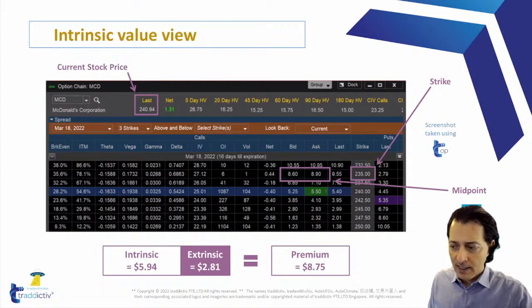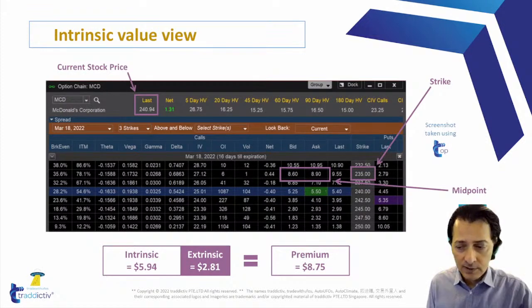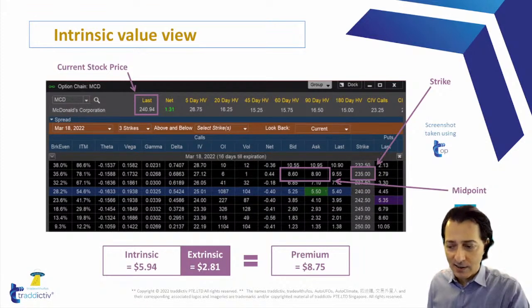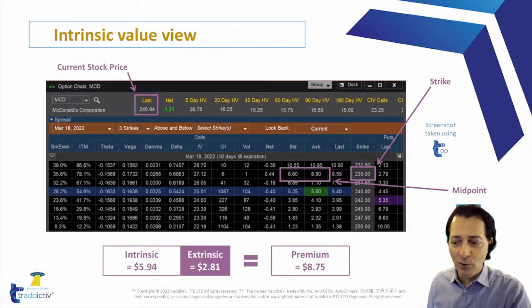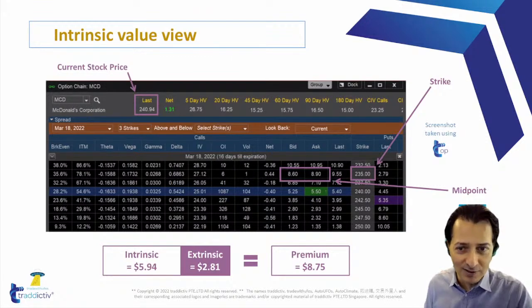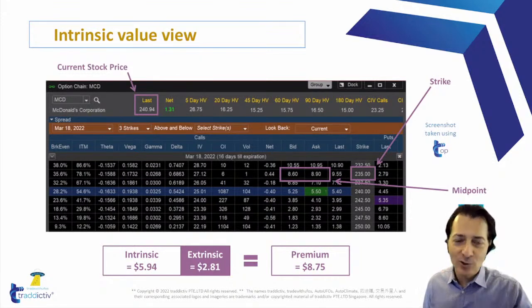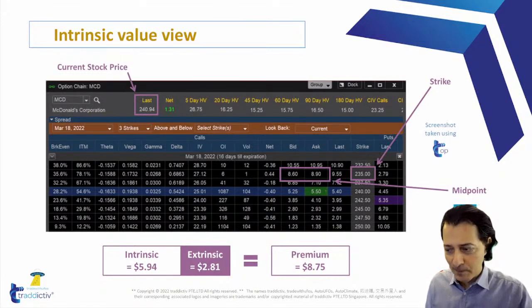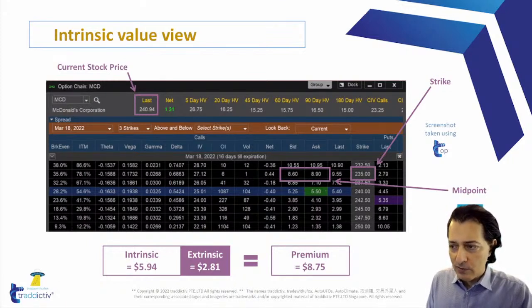$8.75. Now we know the value of that option is made up of two portions: the intrinsic value, which we just learned how to calculate, and whatever is left, which is the extrinsic value. It is whatever extra premium people want to pay just because there is extra time to expiration, which is the other reason why extrinsic value is also known as time value. So let's calculate the intrinsic value. The distance between the strike, 235, and the current price of the stock, 240.94, is $5.94.